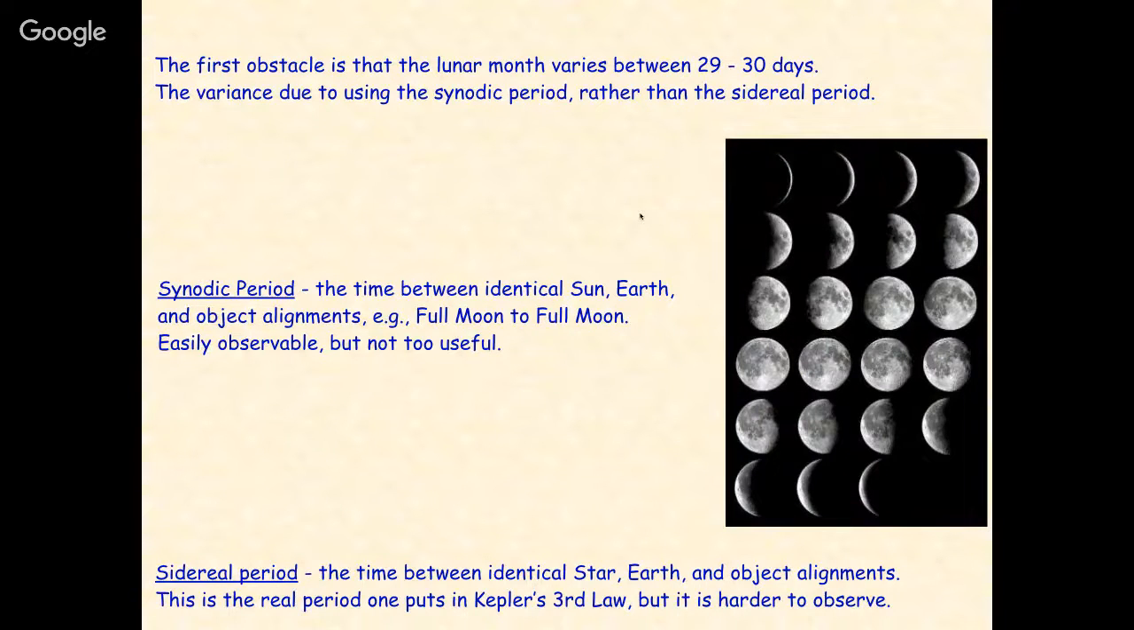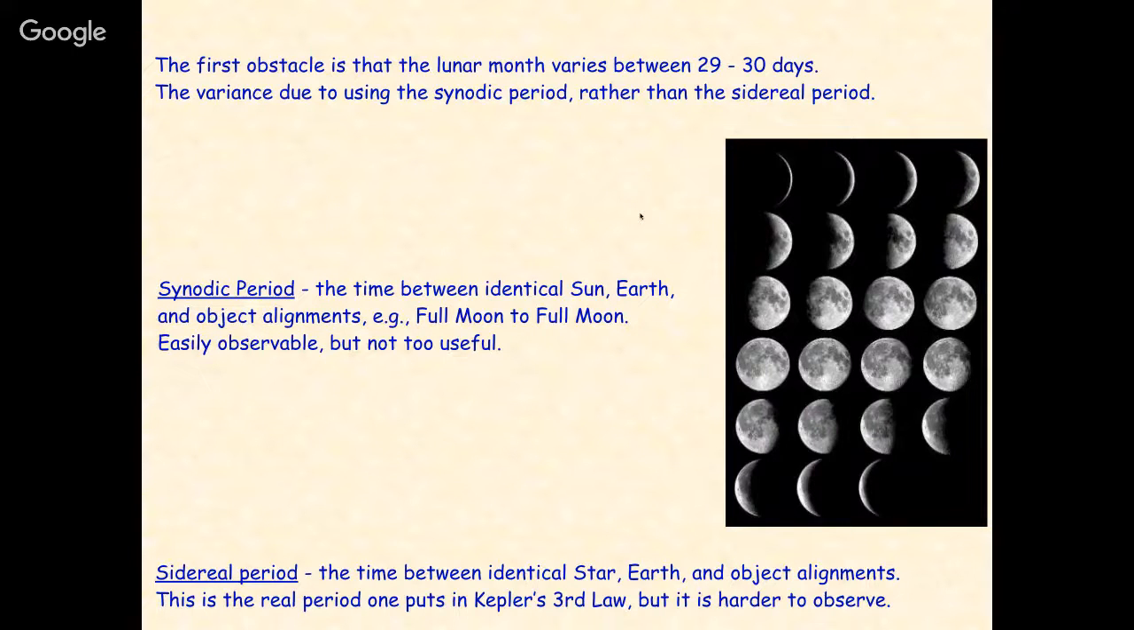One is called the synodic period. This is the time between identical sun, earth, and object alignments. So for example, full moon to full moon. This is easily observable, but it's not too useful. It's kind of an apparent looking thing.